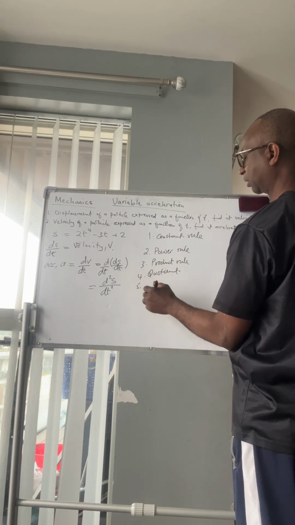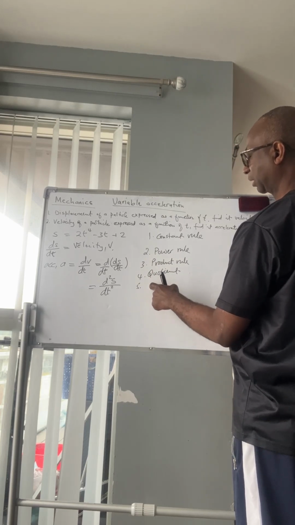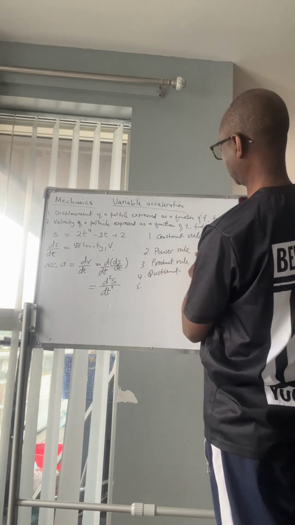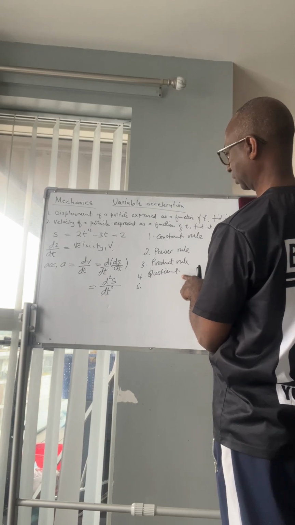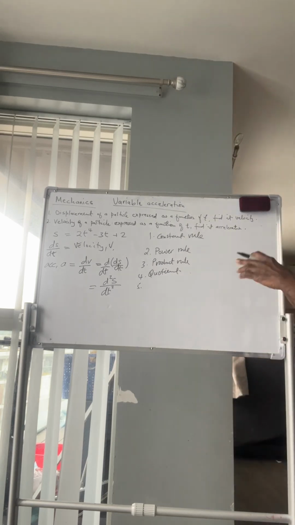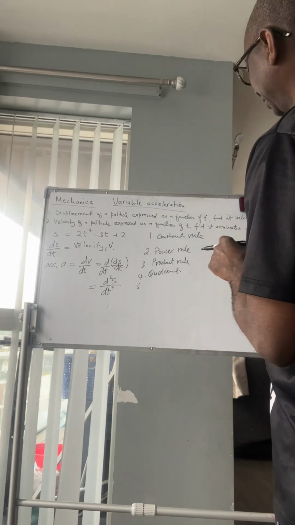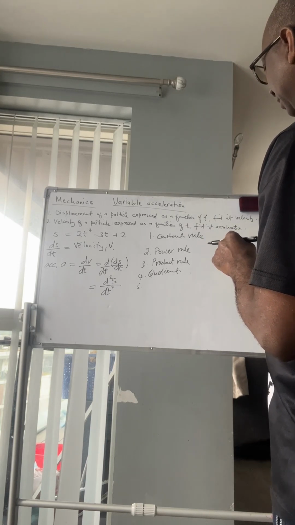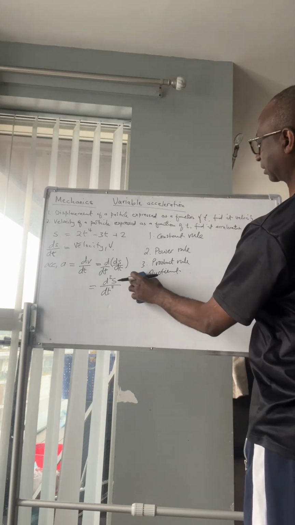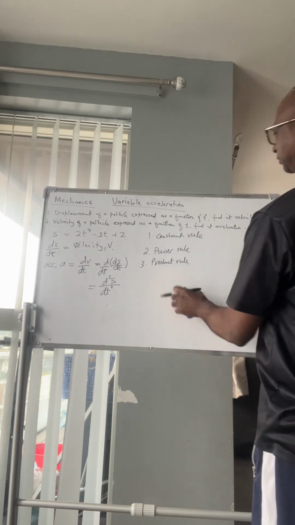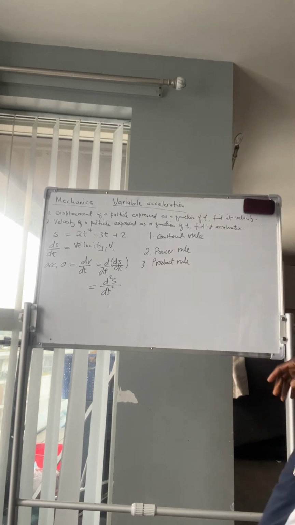You have constant rule, power rule, product rule, quotient rule. You have a fifth one. We might not need it here. Let's stick with these three. These are what we are going to use. Constant rule, power rule, and product rule.